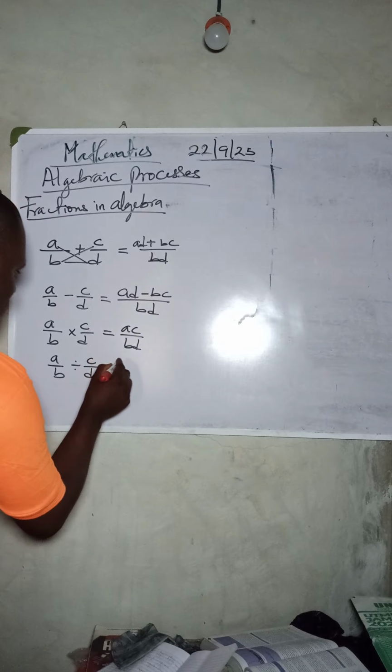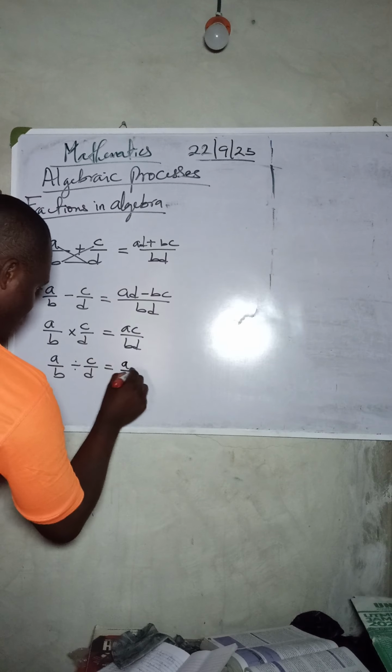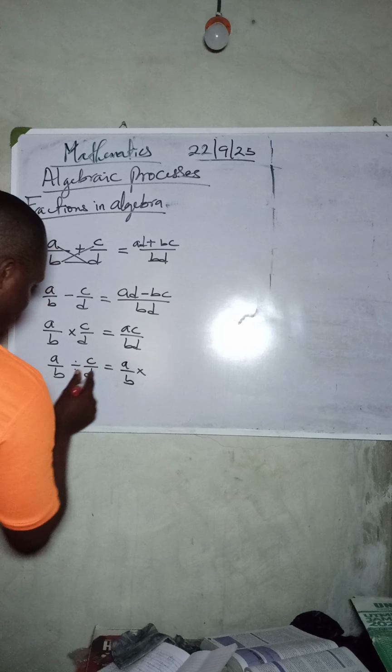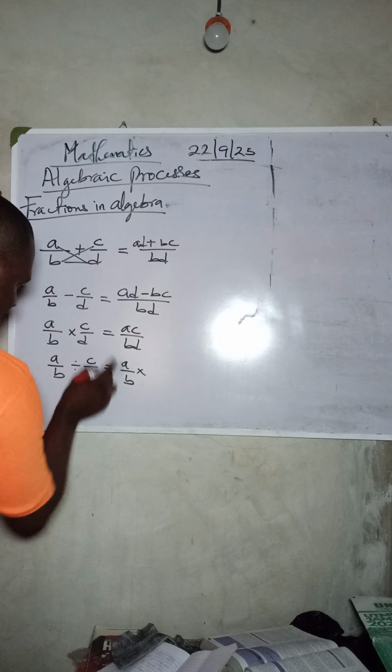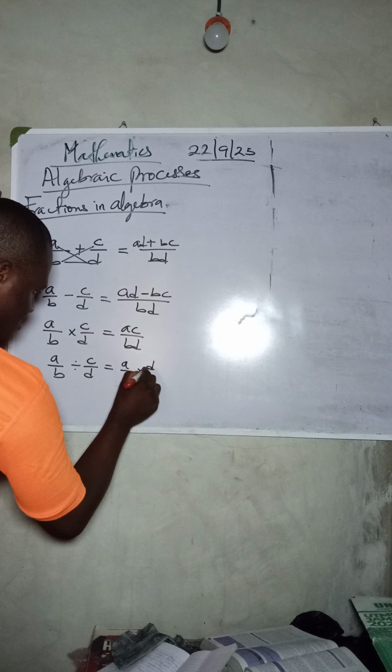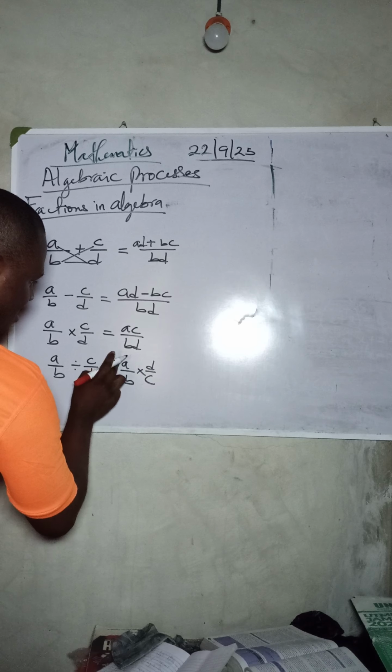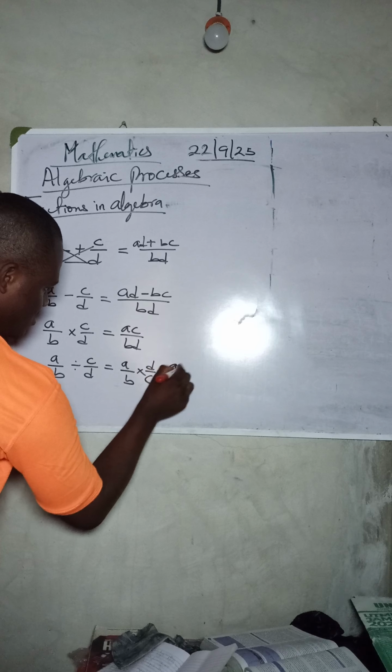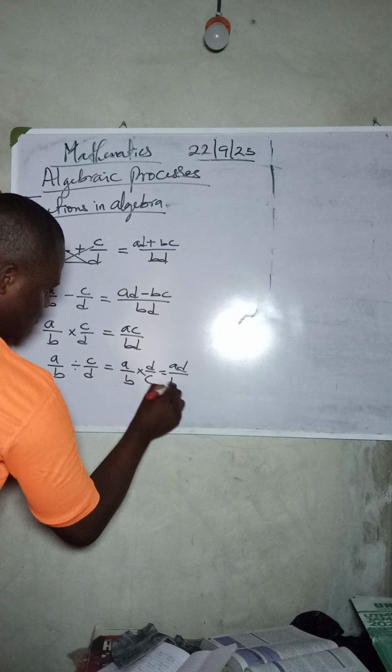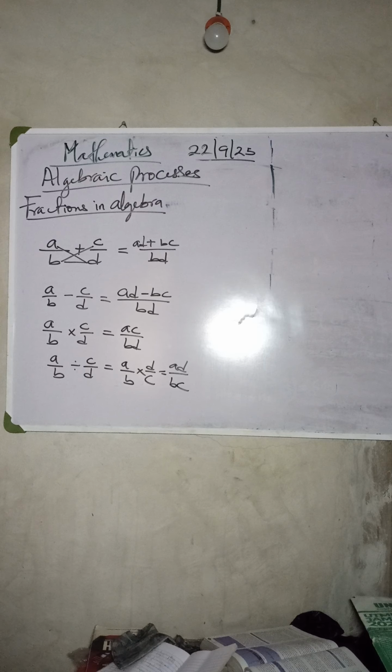So we have this as A over B multiplied by, when you somersault this one and sugar this, we have D over C. Then A times D is equal to AD over what? BC. Put it down.